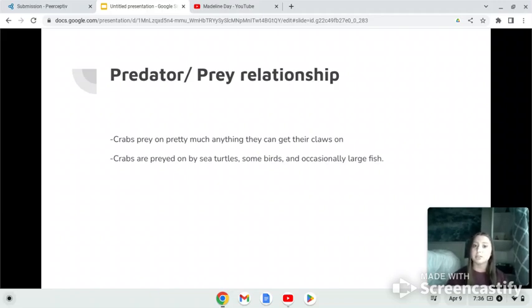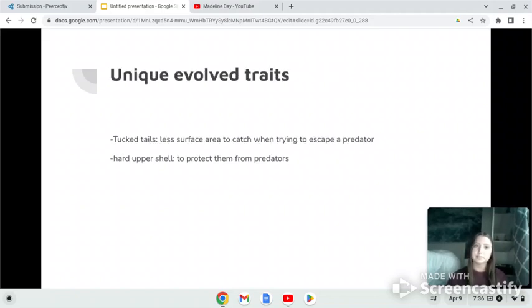And then crabs are preyed on by sea turtles, some birds, like birds that'll eat fish and things like that, that'll dive into the water, some of those, and then occasionally large fish.